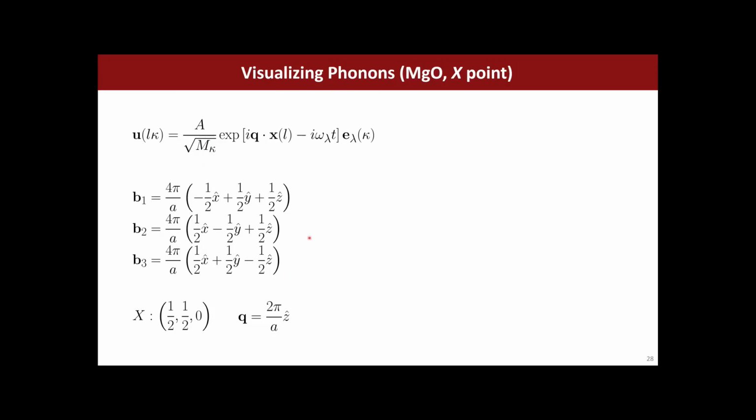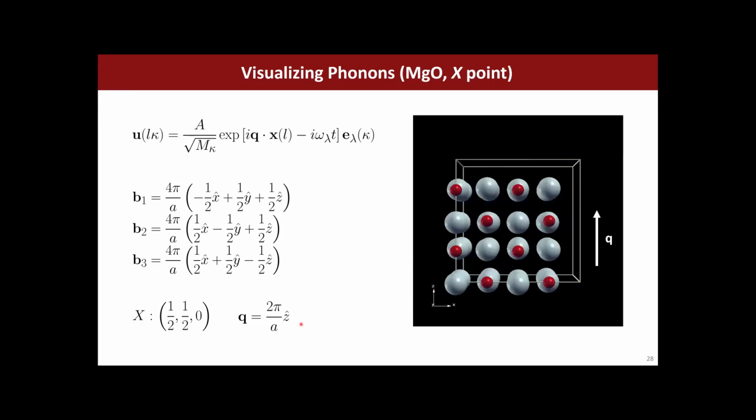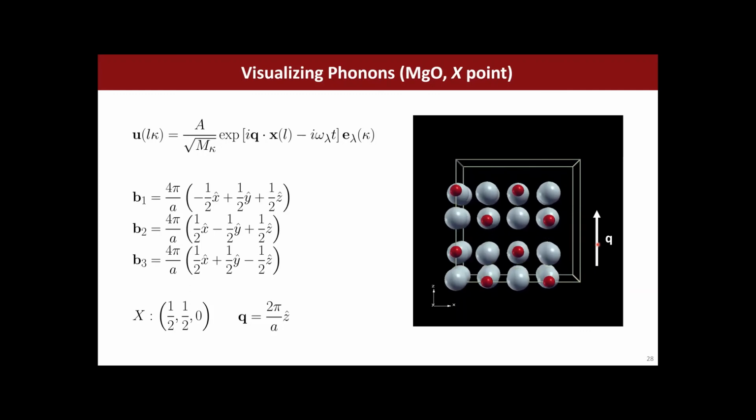These are the reciprocal lattice vectors of magnesium oxide, and the X point is this half-half zero, this particular X point. There are other X points that are symmetrically equivalent, but for the sake of demonstration, I chose this one because when you plug the reciprocal lattice vectors into that particular coordinate, you end up with a wave vector that is along the z-axis. Like this one here, we see the q vector is along the z-axis. If you choose a different X point, you get a different propagation direction.